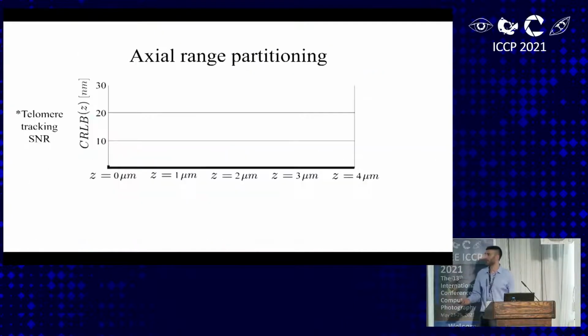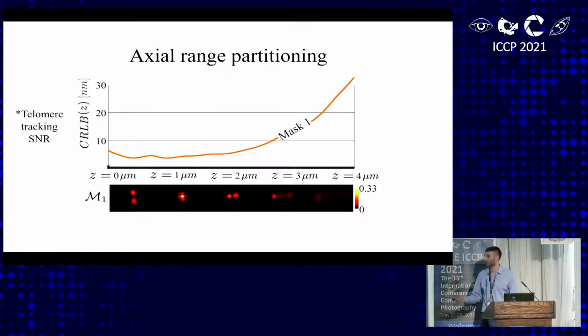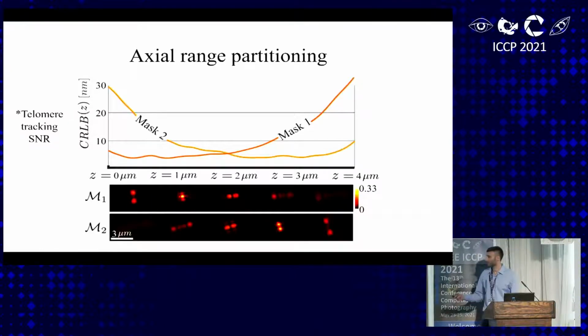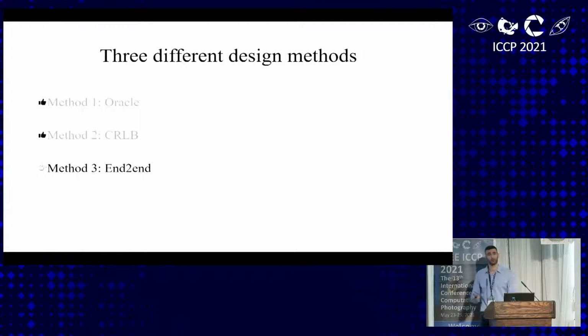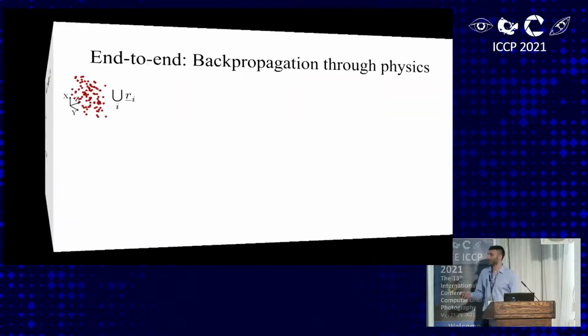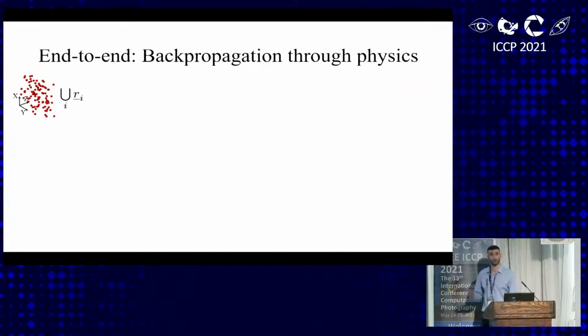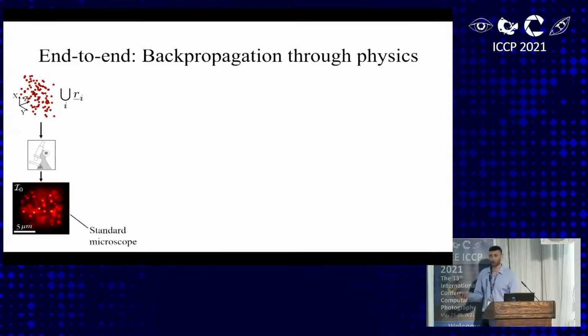And this is also evident in the Cramér-Rao lower bound plots, where one mask optimizes the lower part of the axial range, the second mask optimizes the upper part, and jointly, they both optimize the CRB efficiently over the entire Z range. Finally, for the cherry on top, we design the PSFs with the most successful method, which is end-to-end learning. In this case, we simulate 3D positions of overlapping dense emitters and pass them through the numerical model of our microscope to generate the intensity patterns.